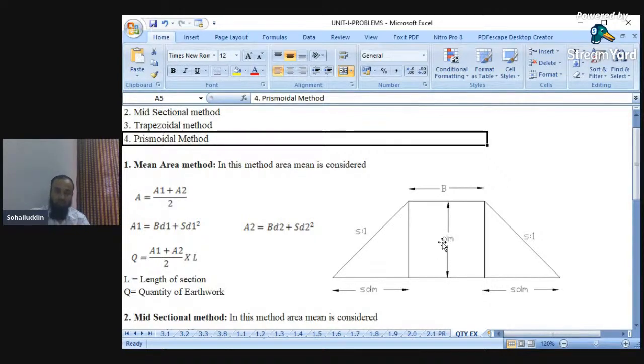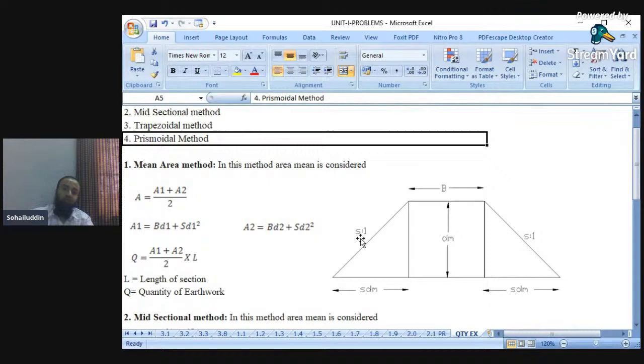This figure is actually for the second method, that is the mid-sectional method, but the area is to be calculated the same way. The figure is the same, but here DM stands for the second method, the mid-sectional method. We'll see it later, but here we are considering the depth as D instead of DM.